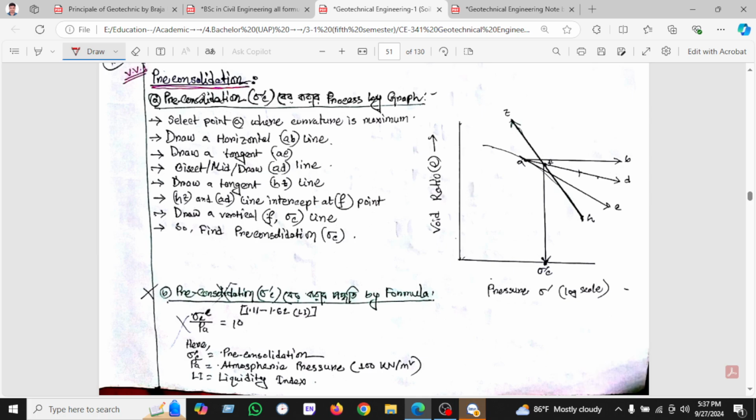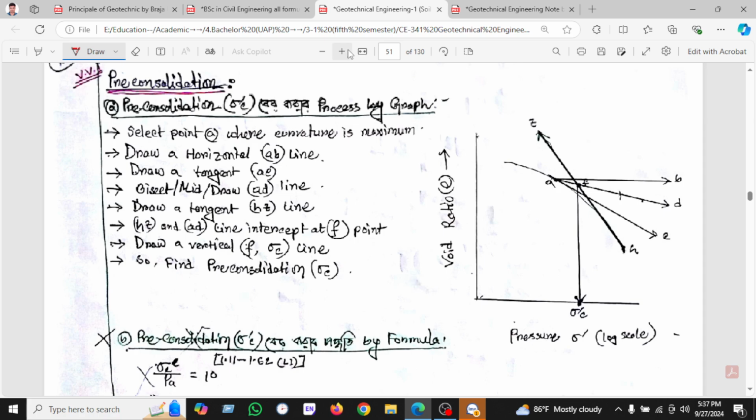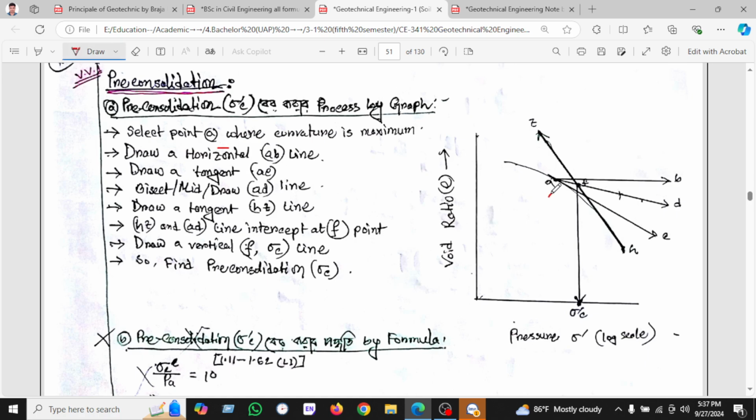pre-consolidation. Here is the pre-consolidation curve. So let's try to draw. At first we select the point A, the point whose curvature is maximum. This is our curvature line, the red line I have drawn here. Then draw the horizontal line AB, which we have drawn here, and the tangent AC. We have drawn another line, the tangent AC, from this curve.